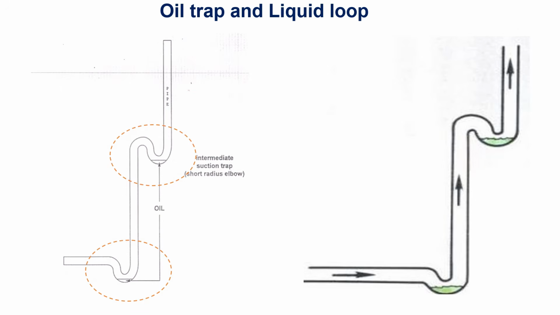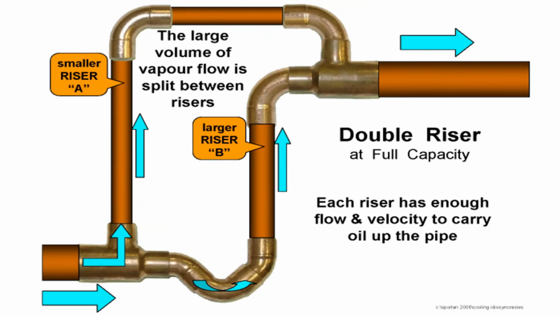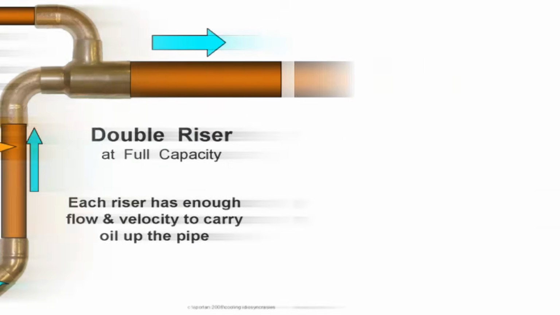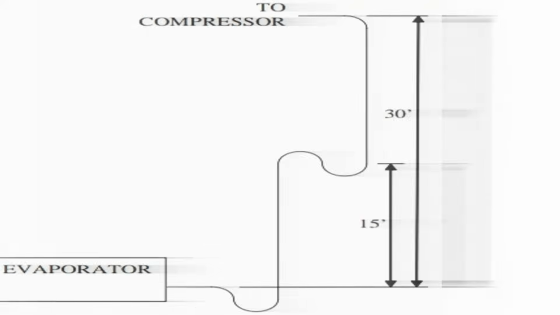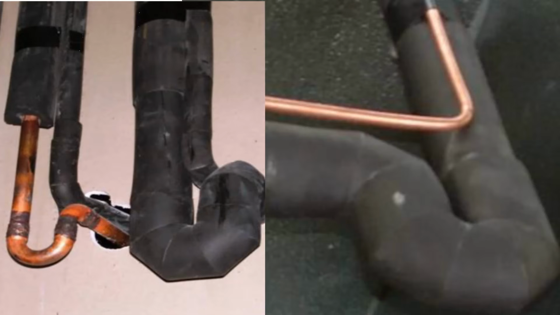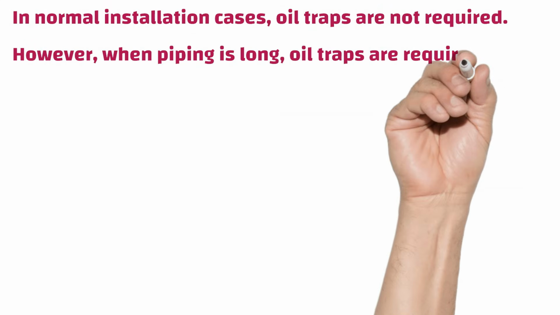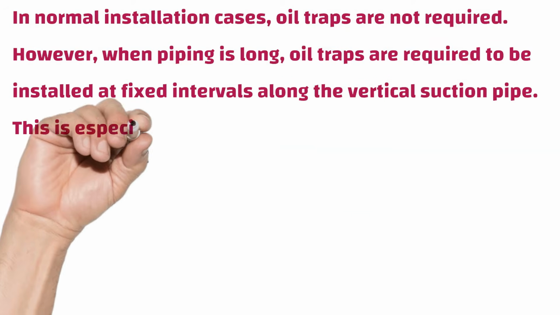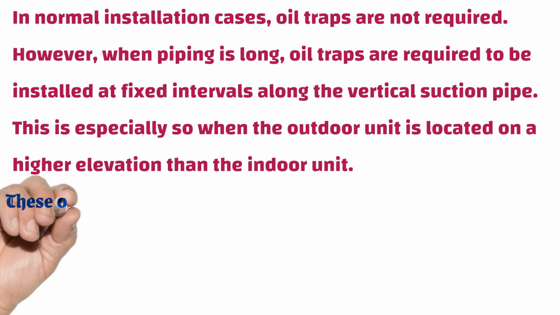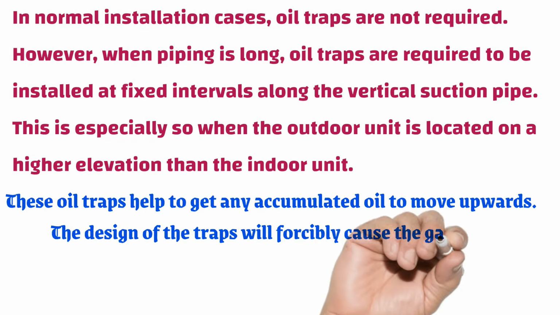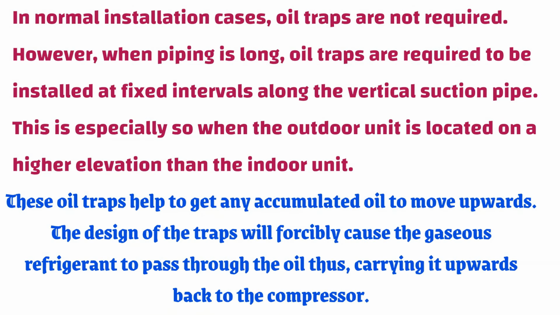In normal installation cases, oil traps are not required. However, when piping is long, oil traps are required to be installed at fixed intervals along the vertical suction pipe. This is especially so when the outdoor unit is located at a higher elevation than the indoor unit. These oil traps help to get any accumulated oil to move upwards. The design of the traps will forcibly cause the gaseous refrigerant to pass through the oil, thus carrying it upwards back to the compressor.